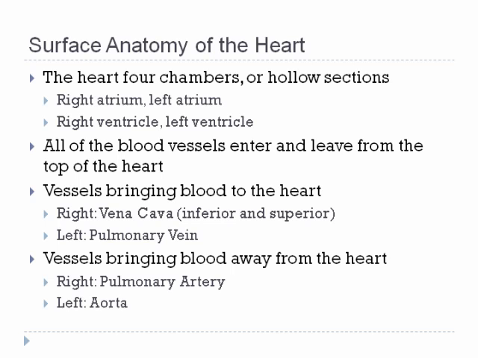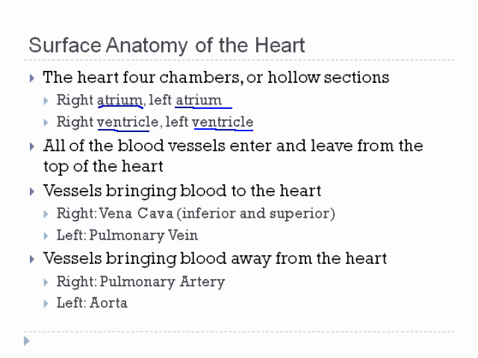So we'll first start by looking at the outside of the heart, the surface anatomy of the heart, and then we'll start to look at the structures on the inside. When you first look at the heart, it's made of 4 chambers. The 2 at the top are called the atria or atrium. There's one on the right and one on the left, so there's a right atrium and a left atrium. The chambers on the bottom are the ventricles. So you have a right ventricle and a left ventricle. And then all the blood vessels enter and leave from the top of the heart.